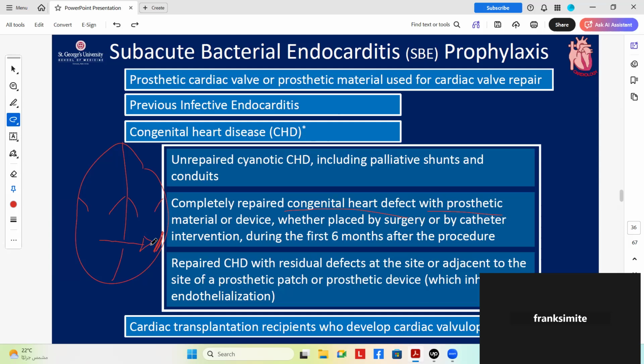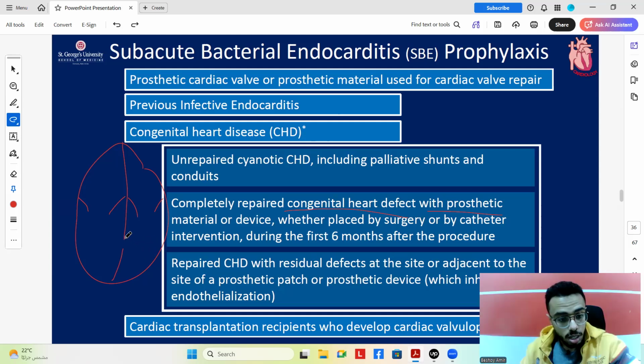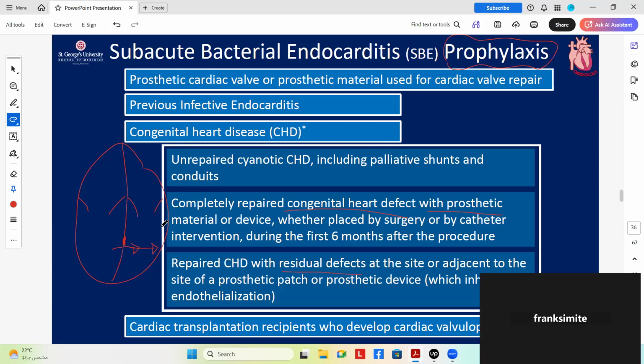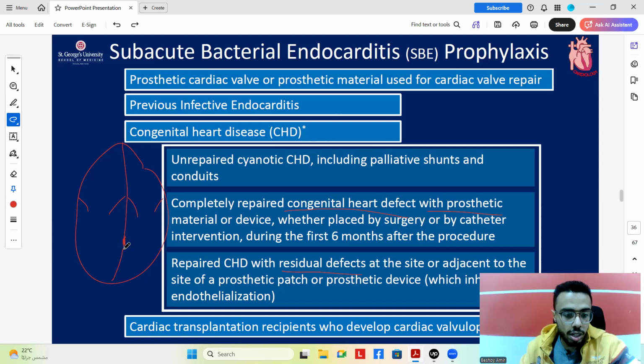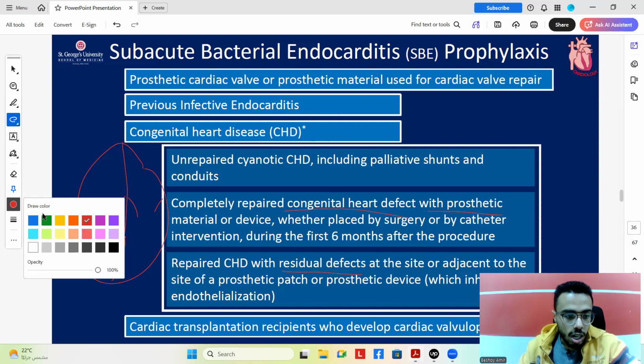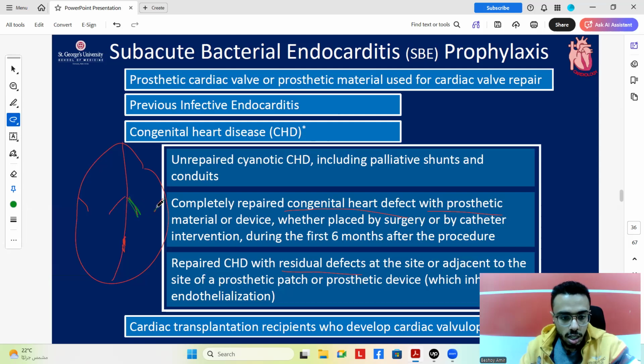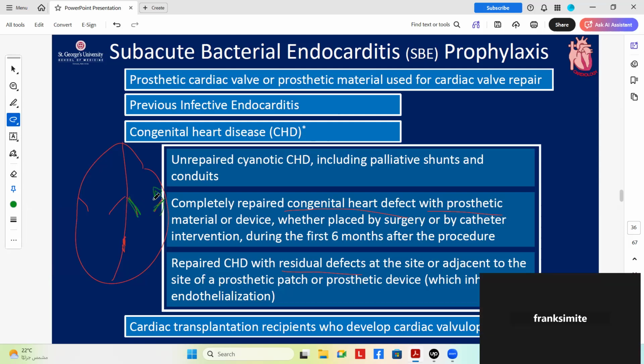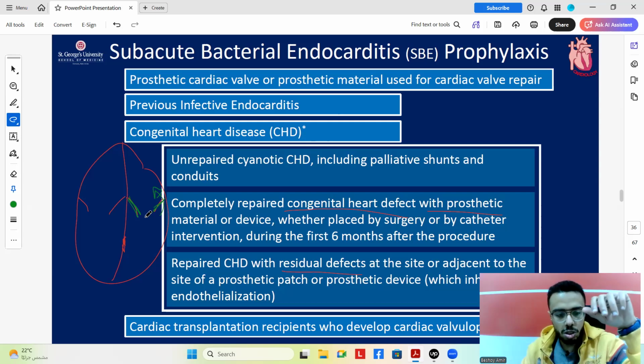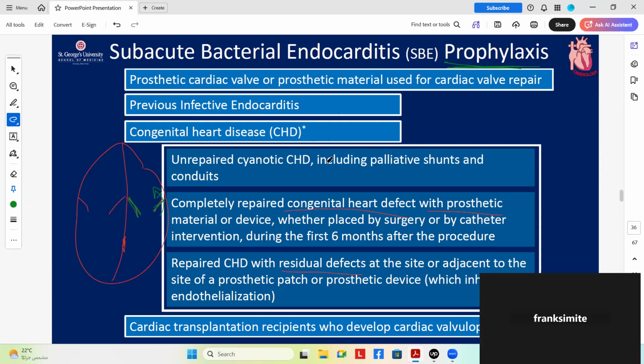If I repair this defect, but I still have little or residual defect, then I will still be having flow and having injury, and I will still be needing prophylaxis. Sometimes we repair regurgitation or something, and after repair, the new valves that we have inserted have just a little leak. If it's mild, we would be leaving this patient. We wouldn't be doing further repair, but we would be giving him prophylactic treatment.